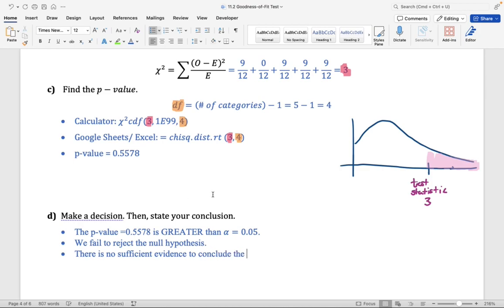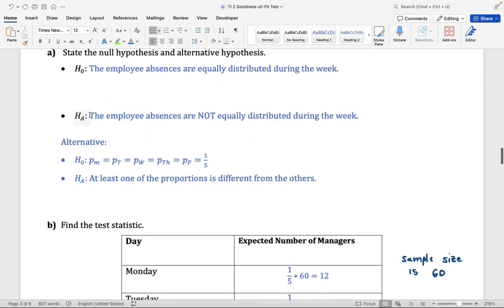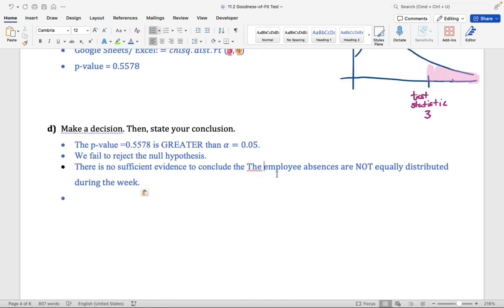And what was the alternative hypothesis? Well, let's just copy and paste the alternative hypothesis to conclude that the employee absences are not equally distributed during the week. So that is the advantage of writing the alternative hypothesis and the null hypothesis using words. You can just copy and paste the sentence that you have for the alternative hypothesis when you're writing your conclusion. Again, notice here, we're saying there's no sufficient evidence to go with the alternative hypothesis. In other words, there's no sufficient evidence to conclude that the employee absences are not equally distributed during the weeks.